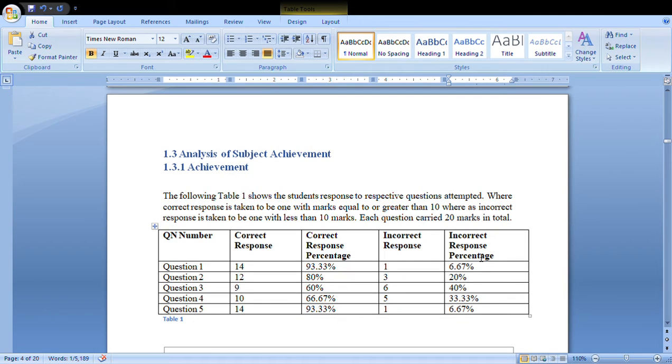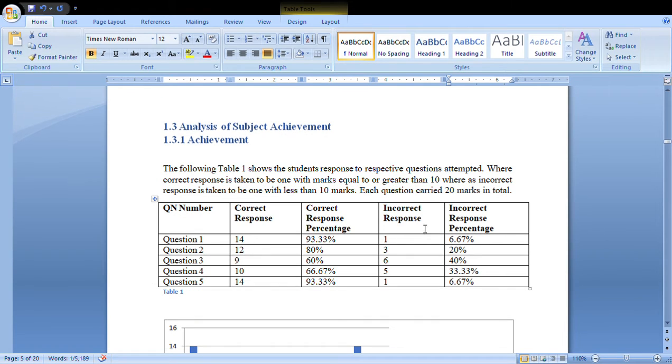Next, we shall look at the analysis of subject achievement. For this, there are some key things to consider. The first one being, for each respective question, how many marks were out of that question. For my exam, each question had 20 marks. Each question carried 20 marks in total.